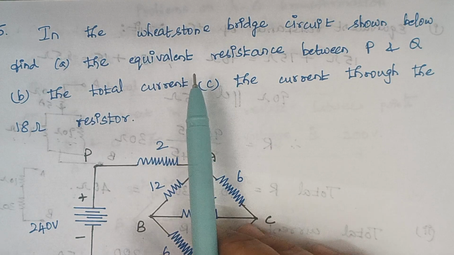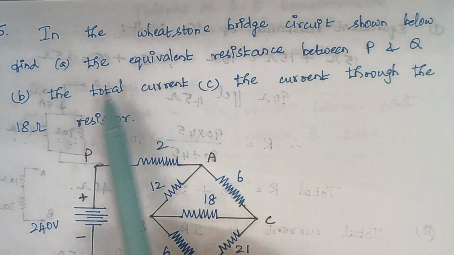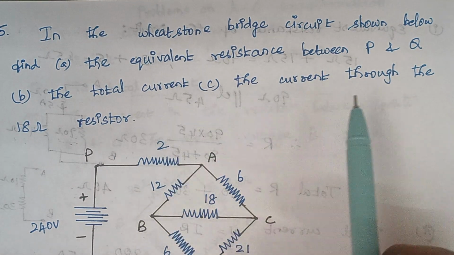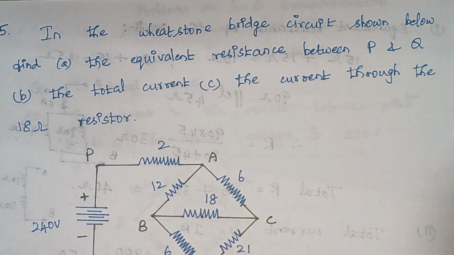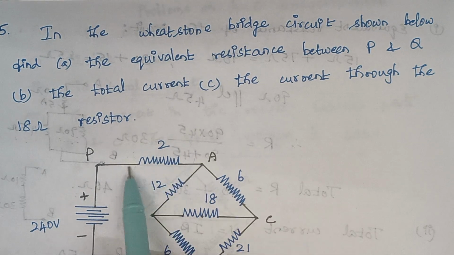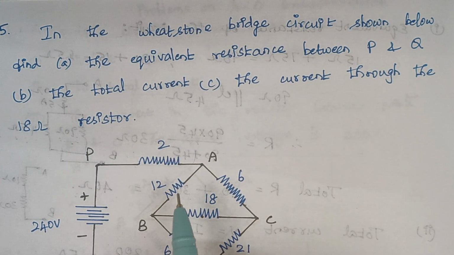So here in the Wheatstone bridge circuit shown below, find the equivalent resistance between P and Q, the total current, and the current through the 18 ohm resistor. This problem is quite similar to the previously solved problem. The main difference is that here we have an additional resistance of 2 ohms. That is the key difference. The rest of the thing holds the same.